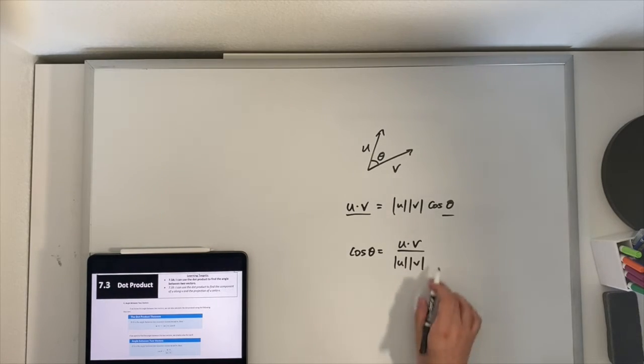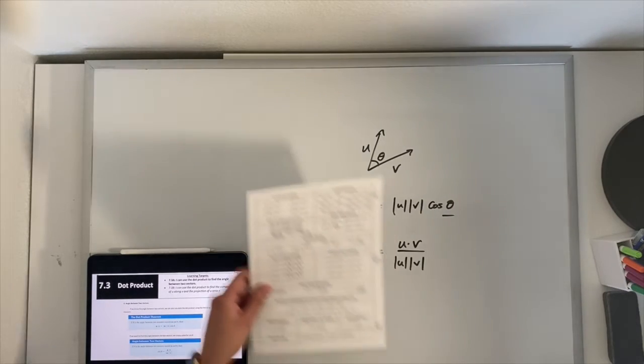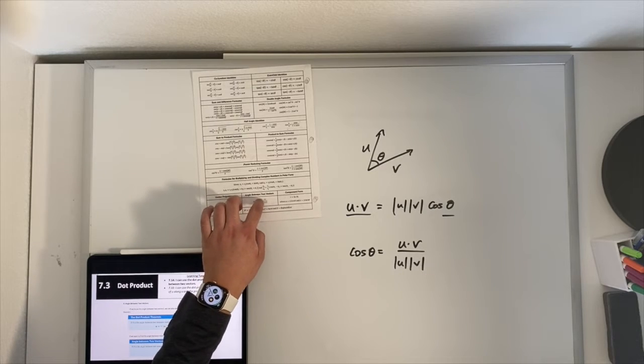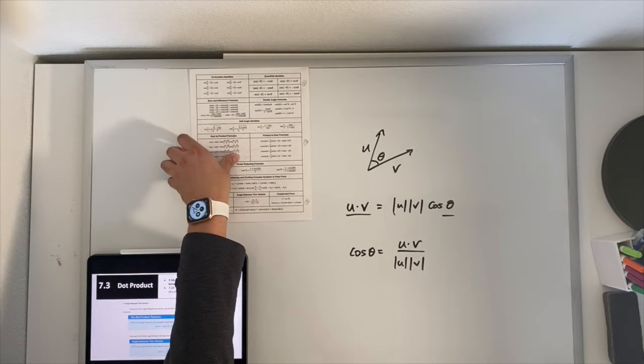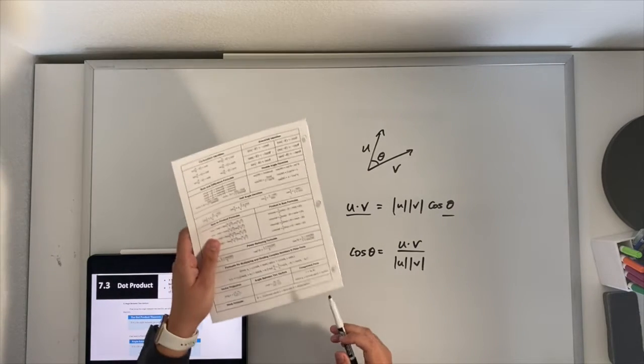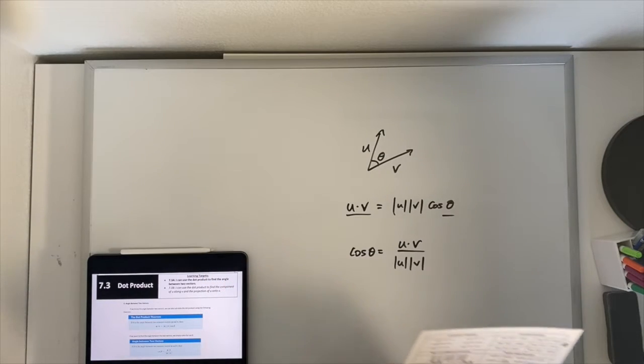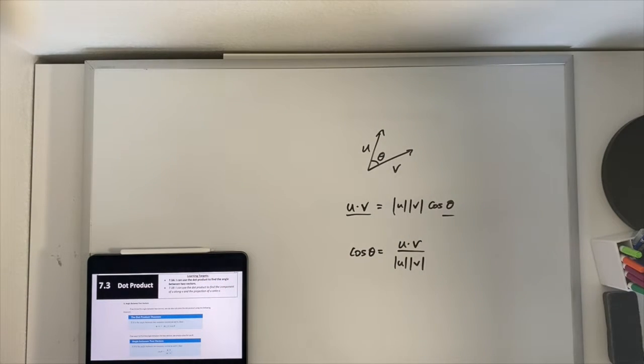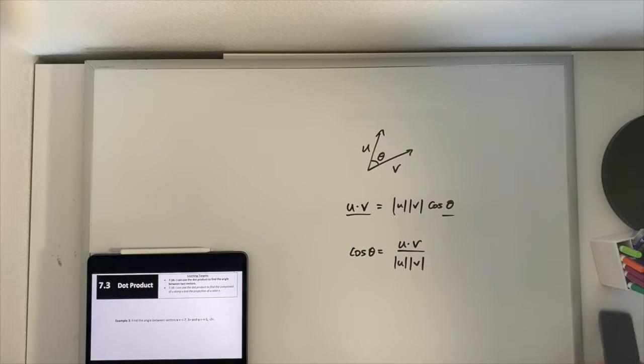This formula right here that calculates the angle between two vectors is on your reference sheet. Okay, so that is right here on the back near the bottom, along with some other formulas for your vectors that we'll look at later. Okay, so let's look at how we can use this formula.